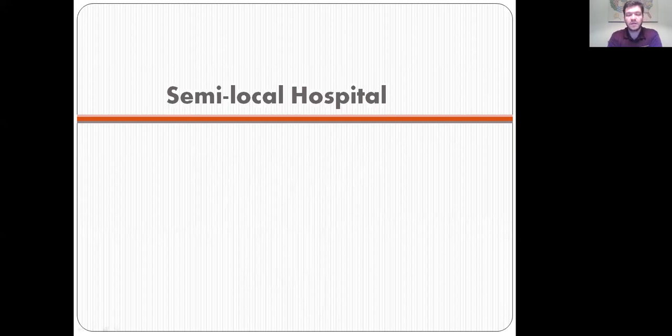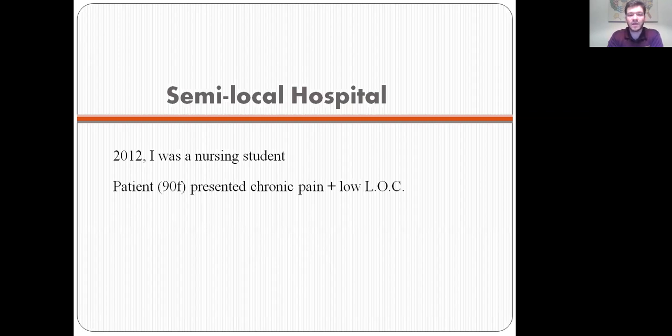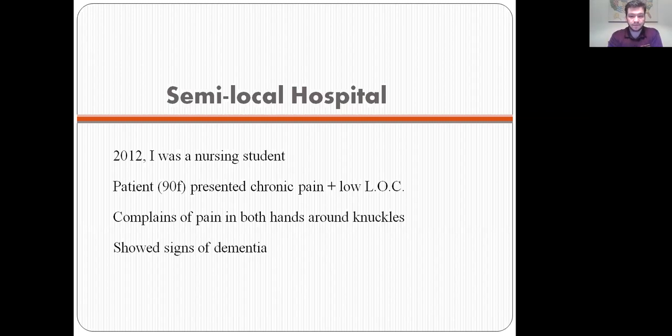So, a bit of background on the scenario. In 2012, I was a nursing student in a semi-local unnamed hospital. A patient, a 90-year-old female, presented with chronic pain and a low level of consciousness. She complained of pain in both hands around her knuckles and was starting to show signs of early dementia. There was a surgery scheduled to replace the cartilage in her knuckles.